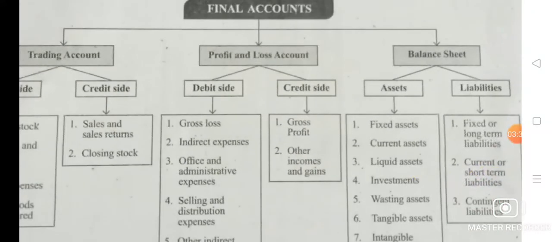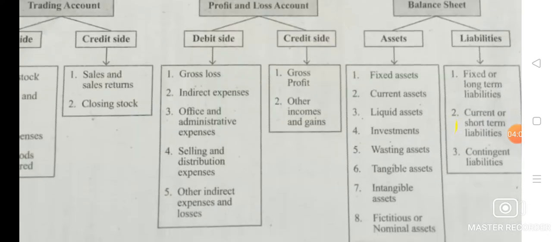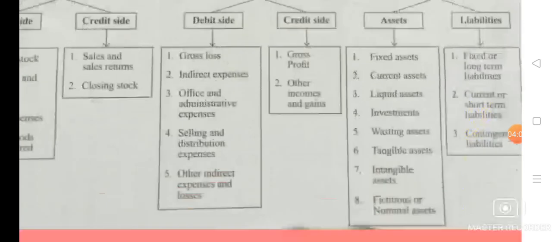So the balance sheet shows liabilities on the left hand side and assets on the right hand side. Do you know the asset items? I will read them one by one. Fixed assets, current assets, liquid assets, investments, wasting assets, then tangible assets, intangible assets, fictitious or nominal assets. So these are all the asset items.